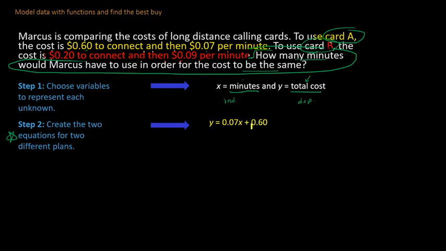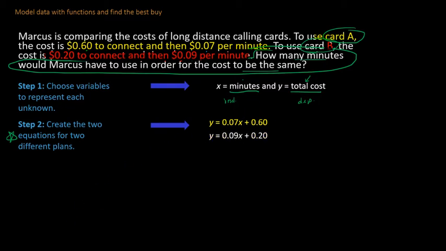And then I'm adding on 60 cents because there's a 60-cent charge just to connect, right? So it's just a flat fee. I don't need to multiply it by anything. It's just a connection charge. So it doesn't matter how many minutes I'm talking for. As soon as I pick up that phone and dial, I'm charged 60 cents.